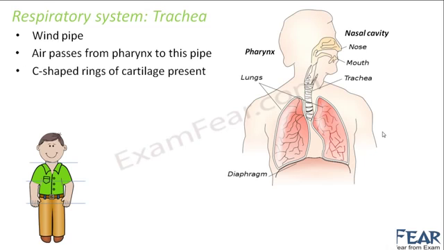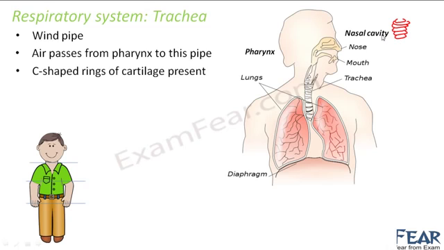C-shaped rings of cartilage are present on the trachea. If you look at this tube, you can see that there are some ring-like structures on it. So what are they? They are cartilage rings. We already know what is cartilage, what is bone. This is a kind of connective tissue. So this cartilage is present on the trachea and it is C-shaped. If you look at it, it is not completely circular, but rather in the shape of a C.